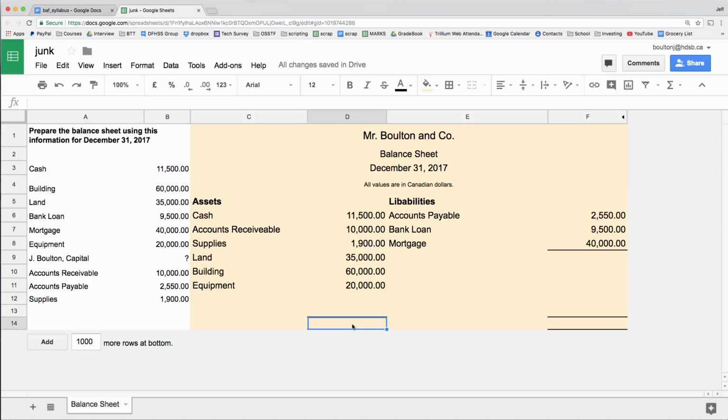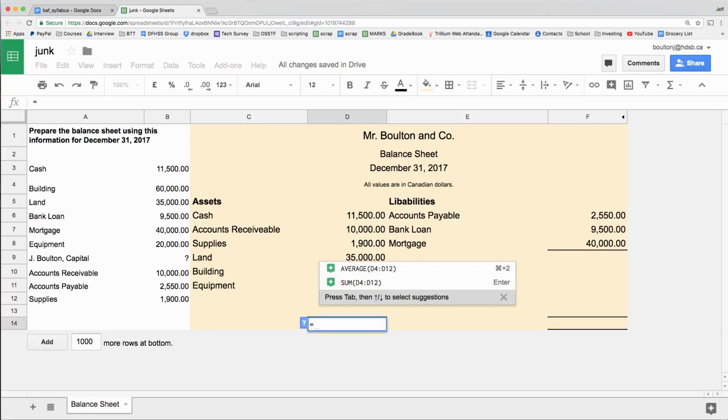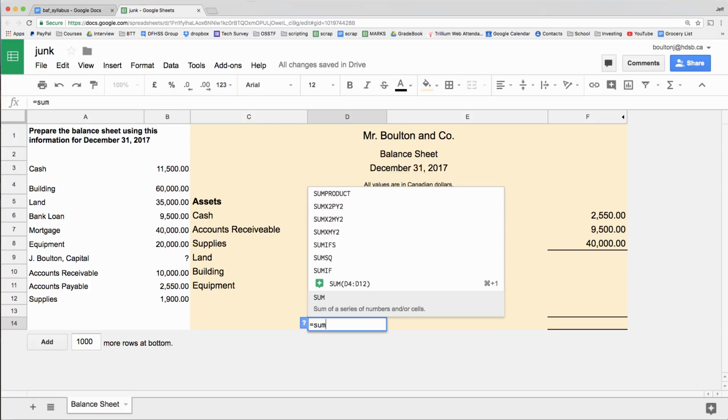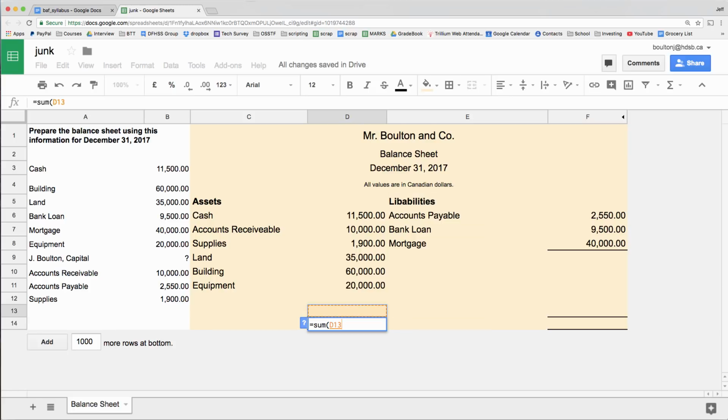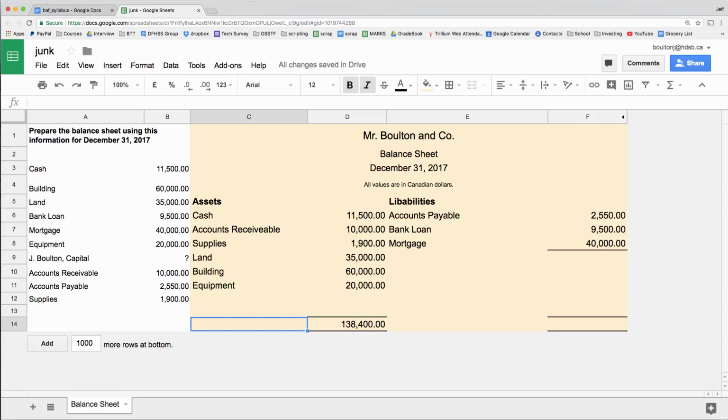And in a spreadsheet, the quick way to add a bunch of numbers is click equals. You start all equations with an equal sign, and then you go sum, and you then just highlight the values that you want to add together, which are going to be all of these. You can highlight with your mouse, or you can use the arrow keys and the shift button, and it's going to total it for you. And we get $138,400. And again, you need to put a label, total assets.